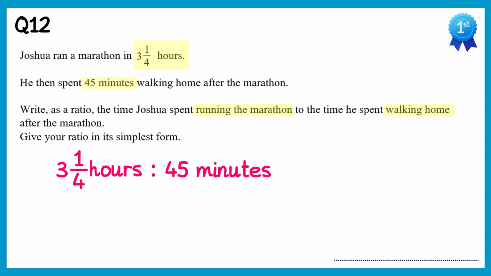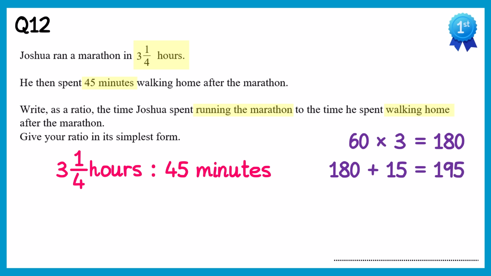But the problem here is one of these is in hours and one's in minutes. Let's convert the 3¼ hours into minutes. There are 60 minutes in 1 hour. So in 3 hours, there are 60 times 3 minutes, which is 180. A quarter of an hour is 15 minutes, so if we add 15 more, we get 195. So 3¼ hours is the same as 195 minutes. So we can write this as a ratio 195 to 45.